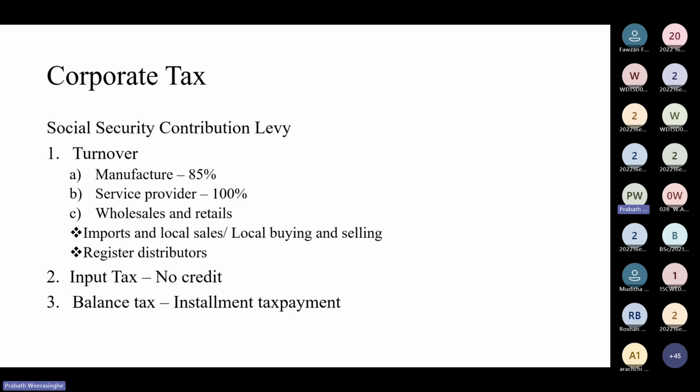There is no input tax deductible for the SSCL paid on the purchases. So there is no credit mechanism for input, and the balance tax we have to discharge by installment. So remember, the installment paid for the relevant period needs to be considered, right?